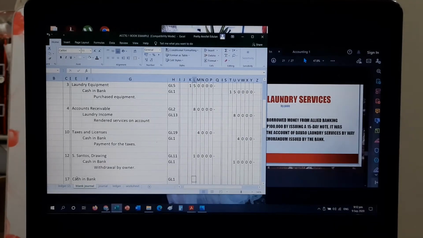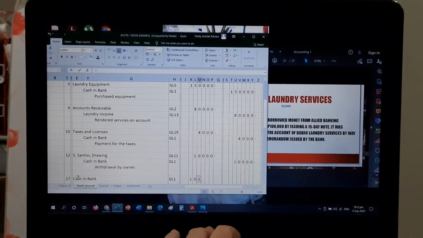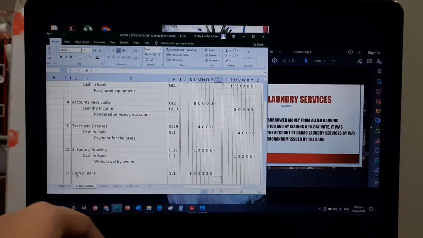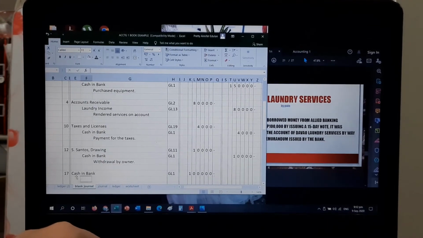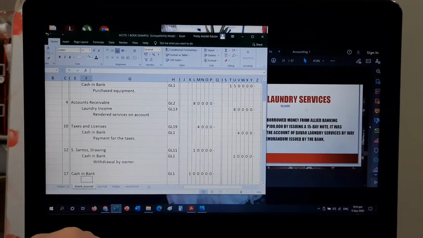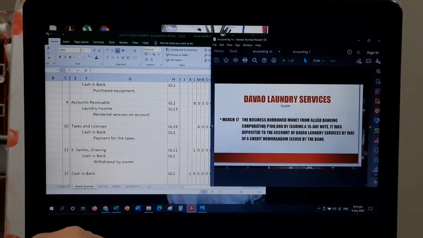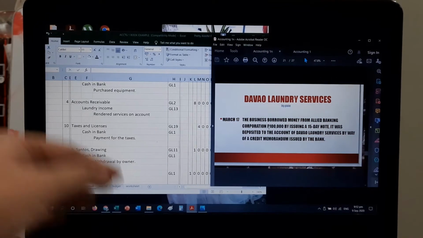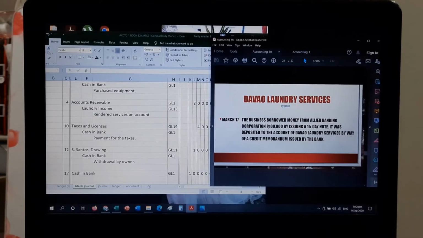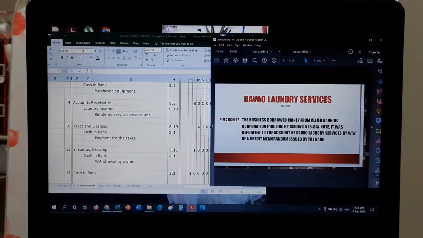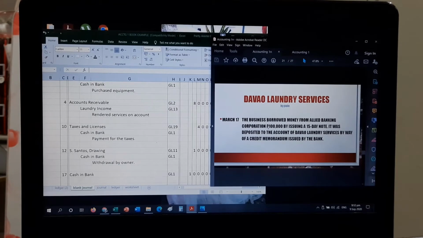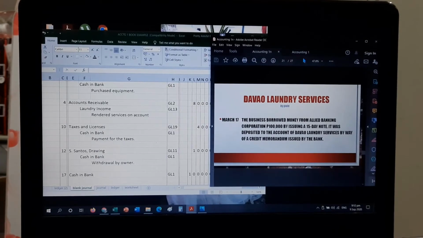GL1. How much was being borrowed? It was 100,000. So the question is, what should be the credit amount? It did not say that there was a document issued. Take note, in the bank, you do not borrow money without any document being issued. And it is also stated that a 15-day note was issued.